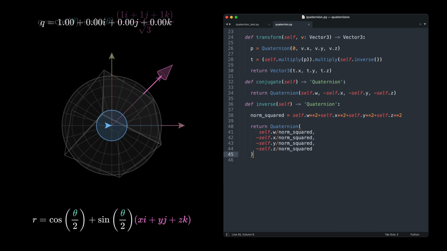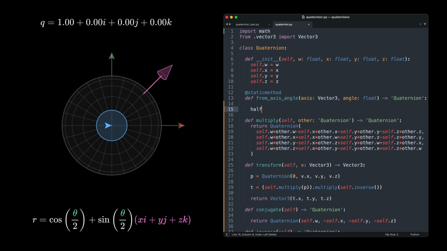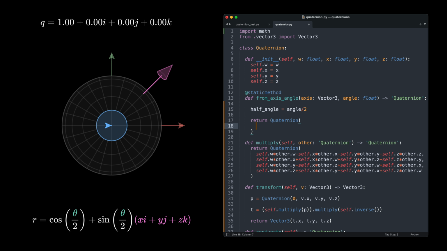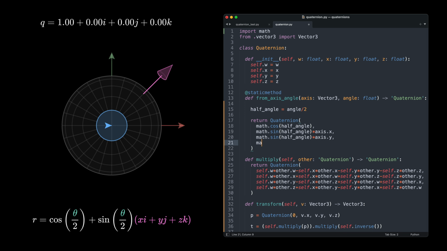Let's go back to visualizing the sphere and implement the final method of the Quaternion class, from axis angle. To start, let's create a variable called half angle to store the angle divided by 2. Then, we'll return the quaternion, which represents the rotation. This rotation has a w component that is equal to the cosine of the half angle, and x, y, and z components that are equal to the sine of the half angle multiplied by the axis of rotation.